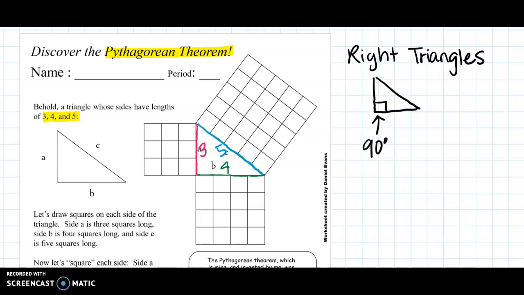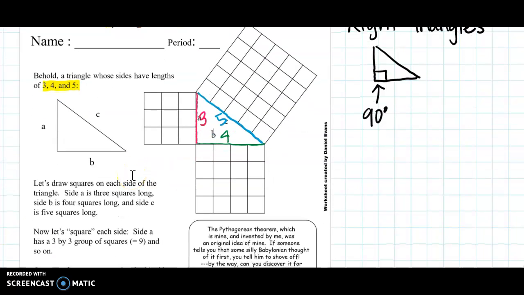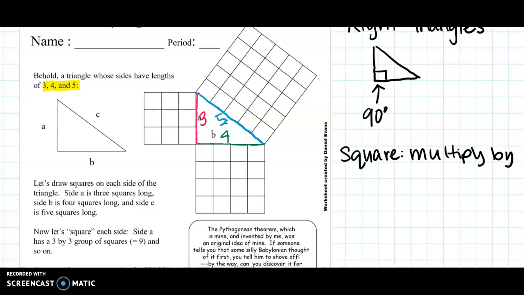Now let's square each side. We've talked recently about what it means to square a number. When we square something, we multiply it by itself. Essentially, we're going to be finding the area of these squares.